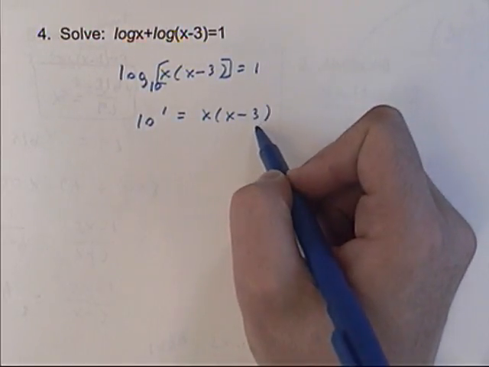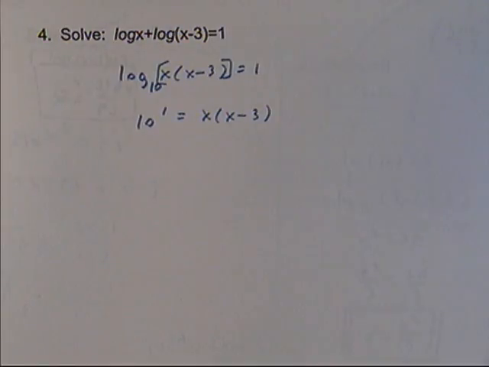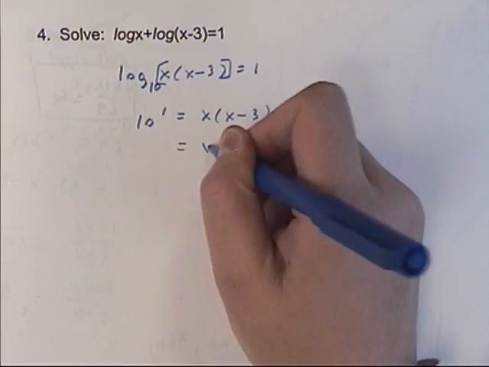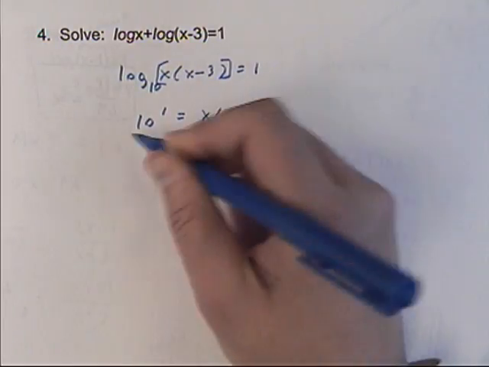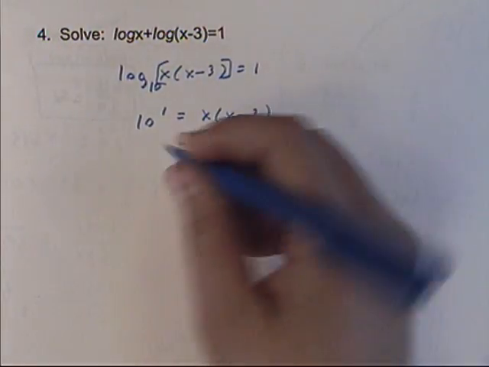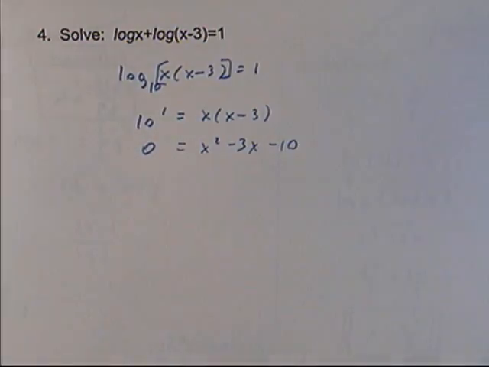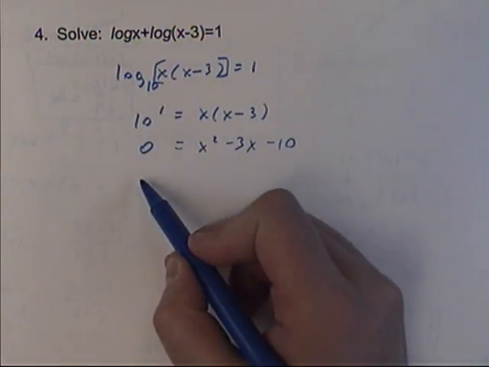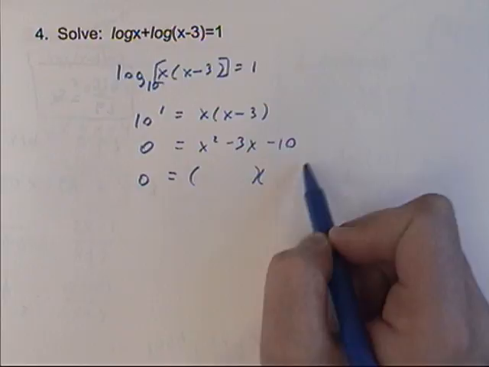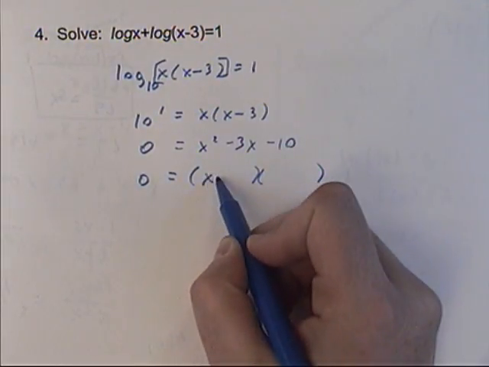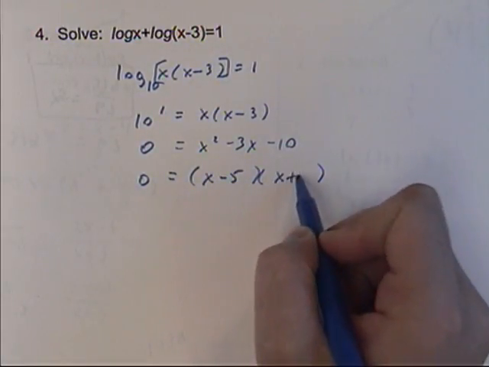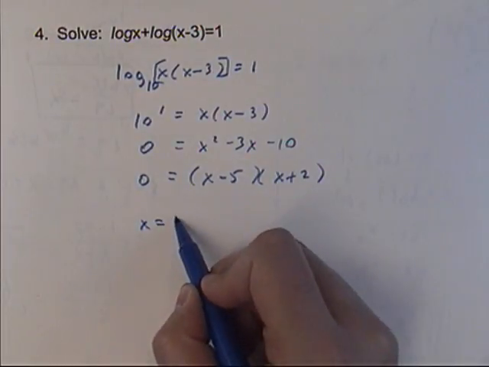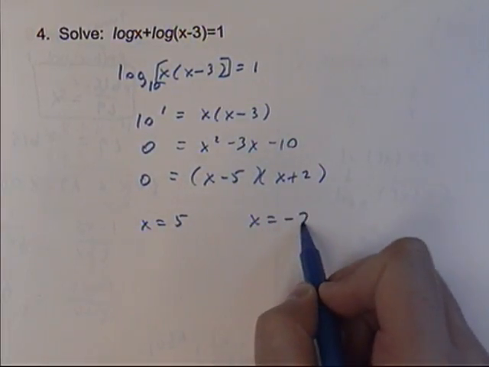minus 3. And what I'm going to do is write it as a second degree polynomial. So that means I'm going to distribute here, x squared minus 3x. I'm going to minus 10 on both sides, and then therefore I have a 0 on one side. Once I do that, I can solve for x by factoring. This is factorable. It's x minus 5 times x plus 2. And so my two answers would be 5 and negative 2.